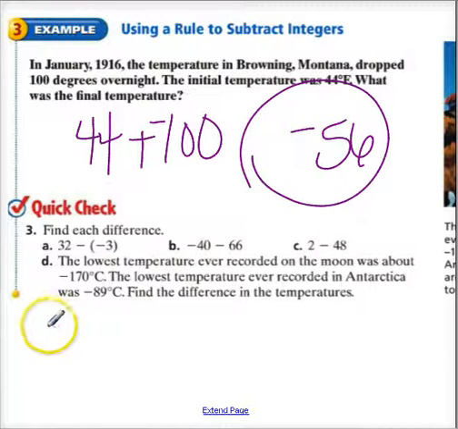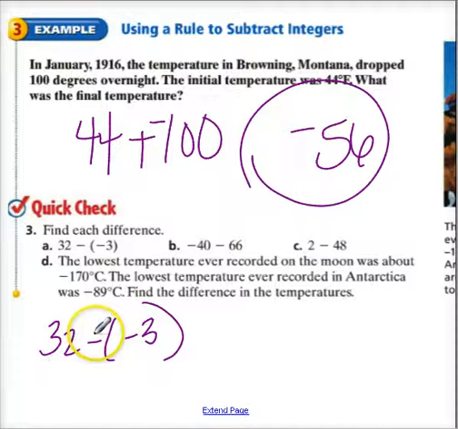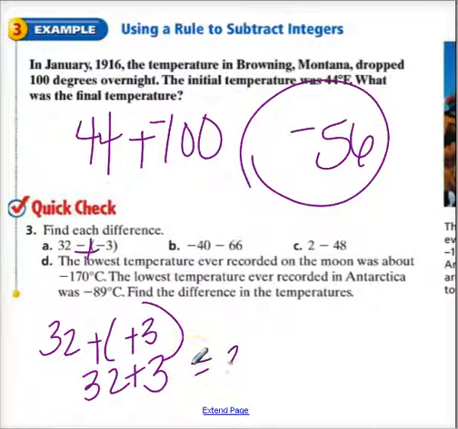So let's do A. I'm going to rewrite it. 32 minus a negative 3. When you see subtraction, I'm going to add the opposite. If this was negative 3, it's now positive 3. So a double negative just becomes one big plus sign. 32 plus 3. And that answer is 35.